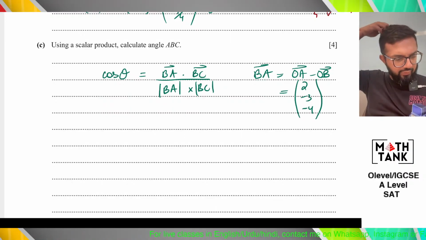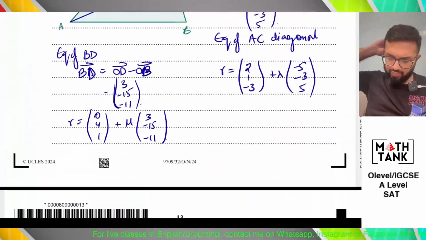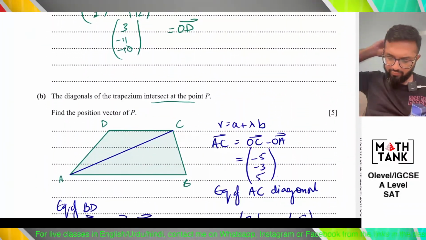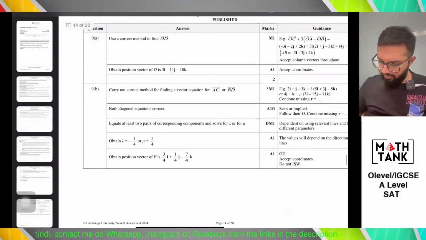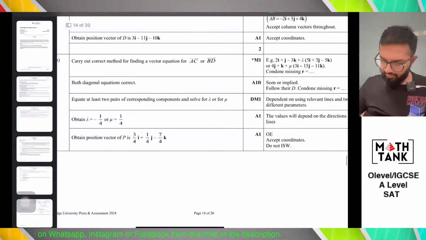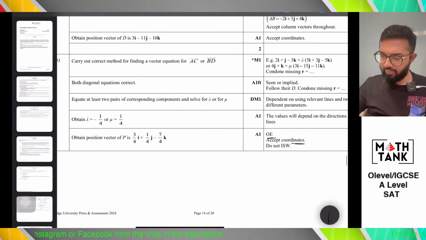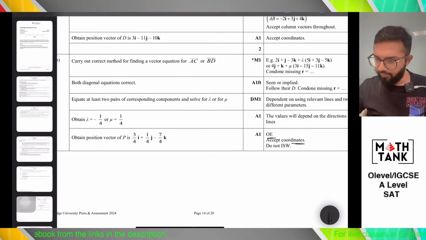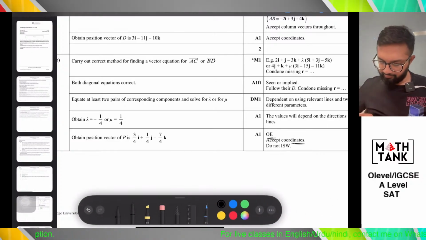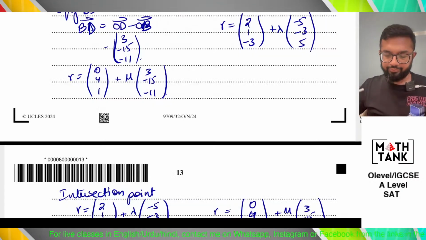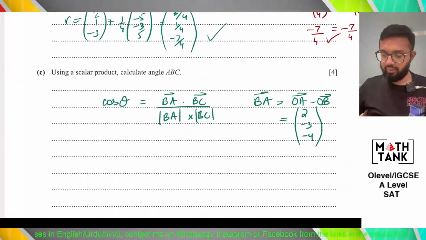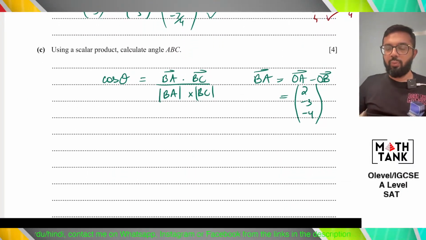Yes, it's absolutely fine to leave it in column vector form unless the question says you have to find it in a particular format. The marking scheme should say it accepts coordinates or equivalent, whichever way you want. Okay. I personally don't like Cartesian coordinates, so I avoid the ijk form.